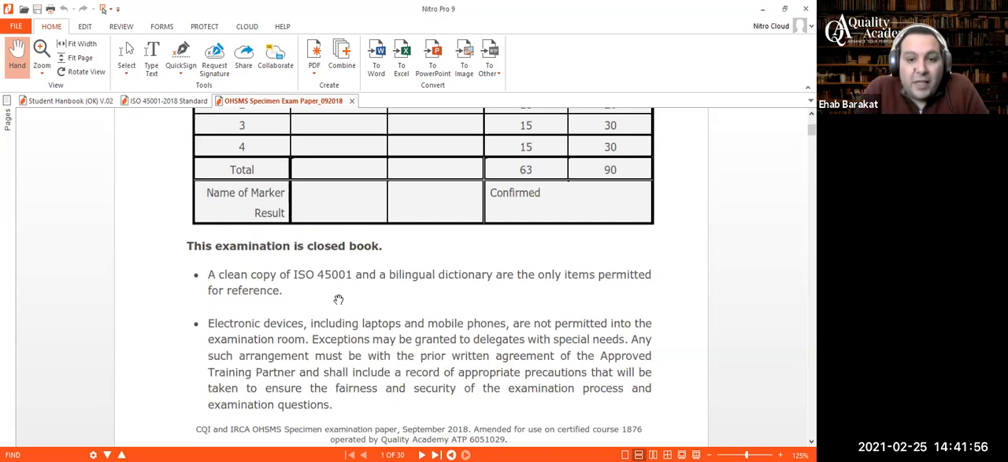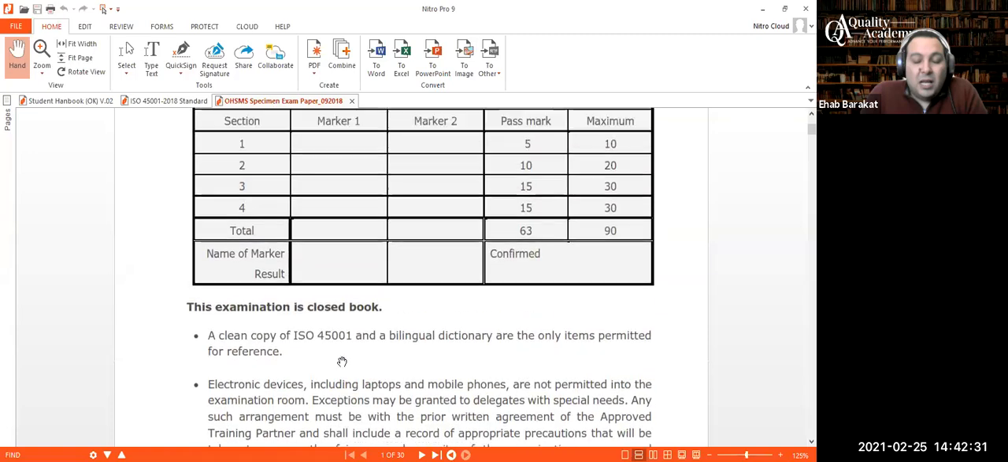You are allowed to enter the examination with ISO 45001 only. So if you are taking the examination online, you will find the ISO 45001 on the application that you are using during the exam. If you are taking the exam in hard copy, you are allowed to enter with a clean copy of ISO 45001 only. ISO 19011 is not allowed. It's also not allowed to have anything with you, either hard copy, papers, electronic devices, mobiles, or laptops.